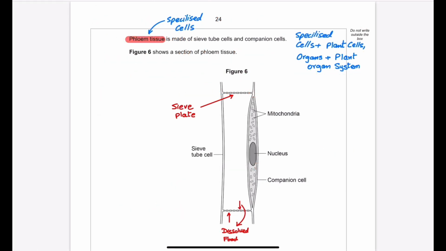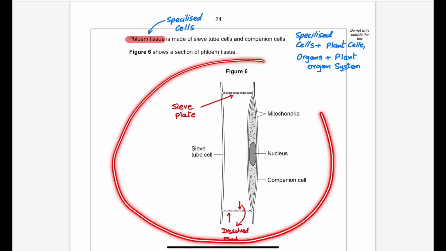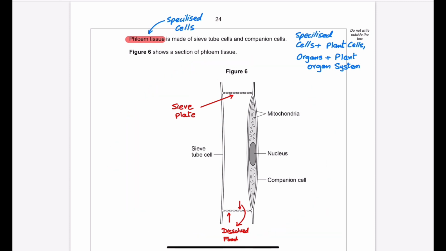Figure number 6 shows the structure of a phloem tissue. A phloem tissue consists of two cells. One is called the sieve tube cells, another is the companion cells. Phloem tissue is a specialized cell. It carries the food across the plant. And this topic is from specialized cells, plant cells and organs, and plant organ system.